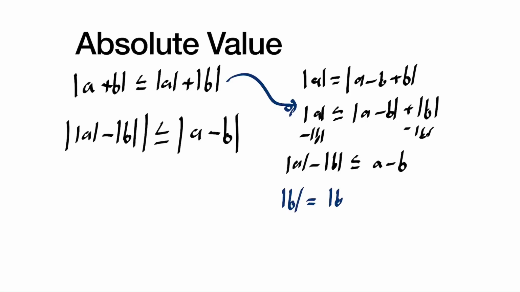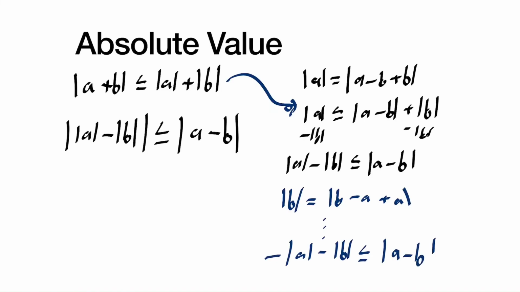Okay, well, if we did the exact same thing with the absolute value of B equaling the absolute value of B minus A plus A, we could do the exact same work, and what we would get is negative the absolute value of A minus the absolute value of B is less than or equal to, and in this case, sorry, this should be an absolute value over here, is less than or equal to the absolute value of A minus B.